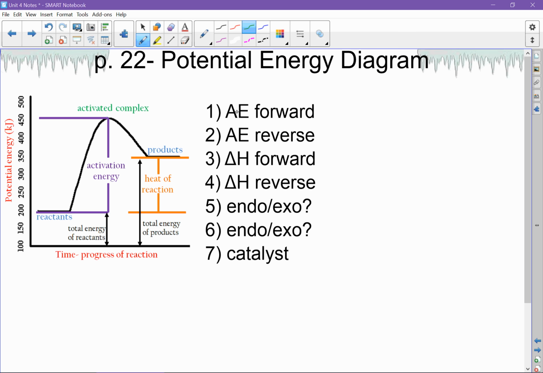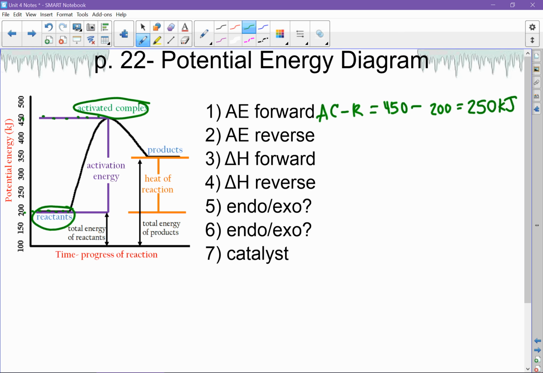Okay, so let's do a little practice with the graph that you've got. If I want to know the activation energy for the forward reaction, so I want to know between this activated complex and the reactants, right? Our formula is activated complex minus reactants. The activated complex here is at 450 kilojoules. Then we're going to minus the reactants, which have 200 kilojoules of energy. So if I subtract that, the activation energy is 250 kilojoules.